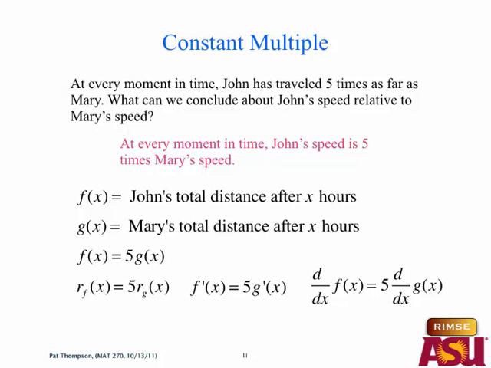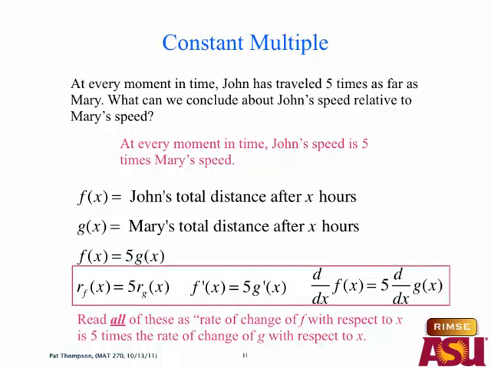So using the other notations, right? The rate of change, these all mean the same thing. And like I said before, we're going to read all of these as the rate of change of F with respect to X is 5 times the rate of change of G with respect to X. All of those are read this way.